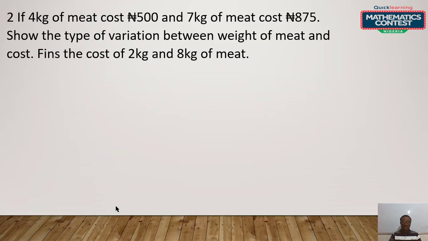Now let's look at the second part. It says if 4 kilograms of meat costs 500 naira and 7 kilograms of meat costs 875 naira, show the type of variation between the weight of meat and the cost. How do we get the type of variation here? Let's observe something. When the quantity is 4, the price was 500. When the quantity increased, the price also increased. Obviously, this is direct variation.